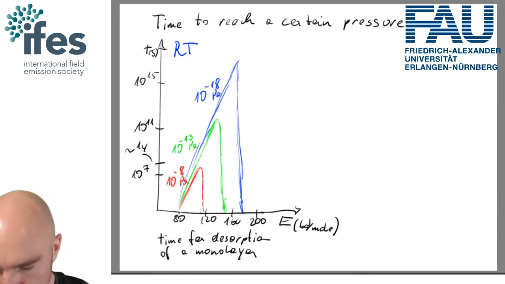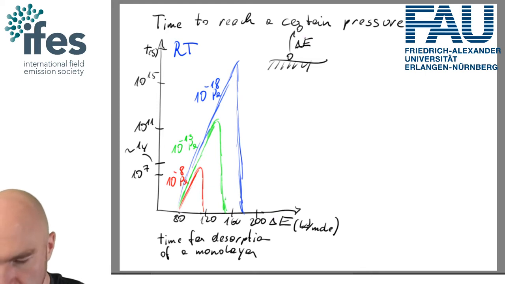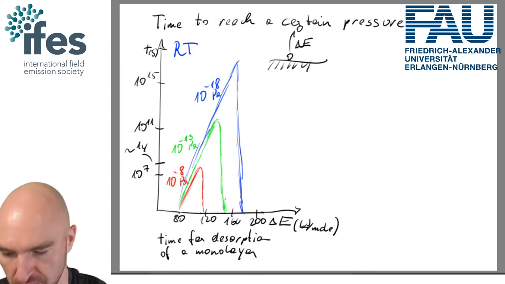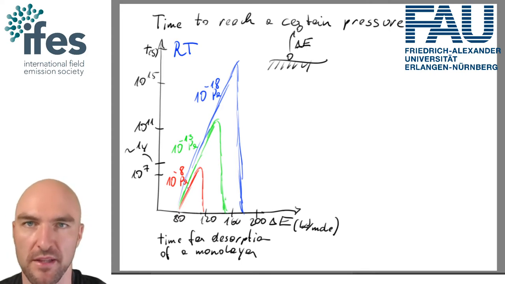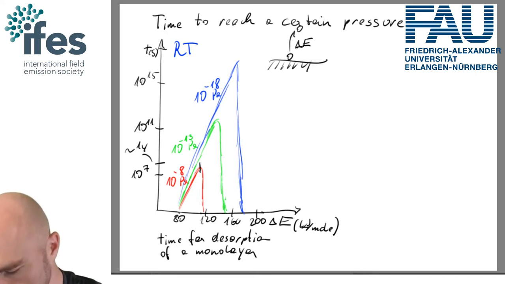So essentially what that means is if we change the adsorption energy, so if we have a surface and we need a delta E to desorb our molecule, then if we have a relatively small adsorption energy, the adsorption energy can be overcome relatively easily by just the thermal energy at room temperature, which means if we're below about 80 kilojoules per mole, we get relatively rapid desorption. Then we'll get to some point here, which is T max and E max.